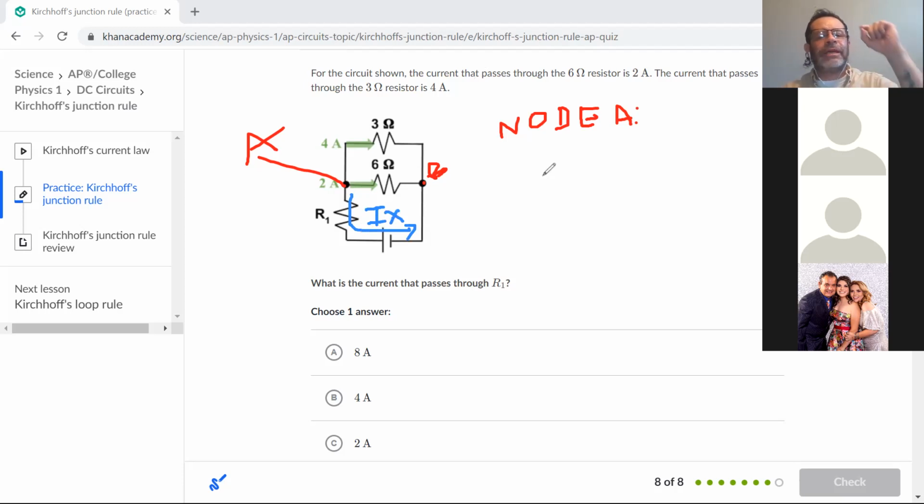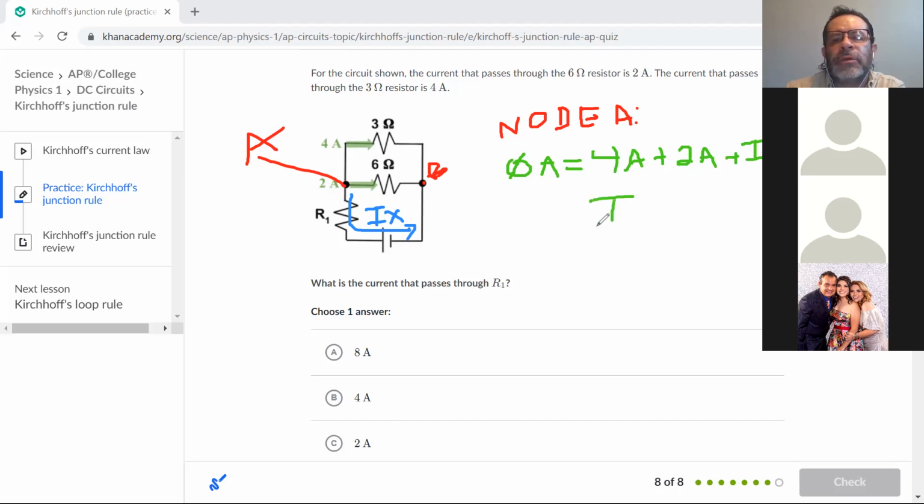What are the currents that are going into node A? Can somebody tell me? None, right? So it's 0 amps. What are the currents that are going out of node A? 4 amps, 2 amps, and Ix. Correct. So what's going to happen here? Ix is going to be equal to? -6 amps. What does the -6 amps mean?